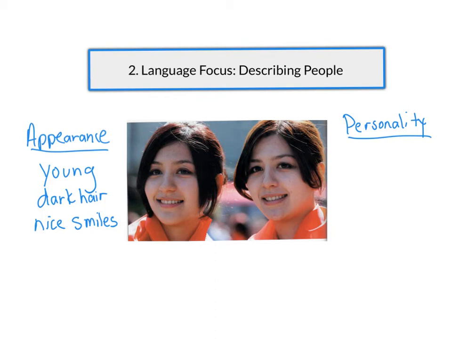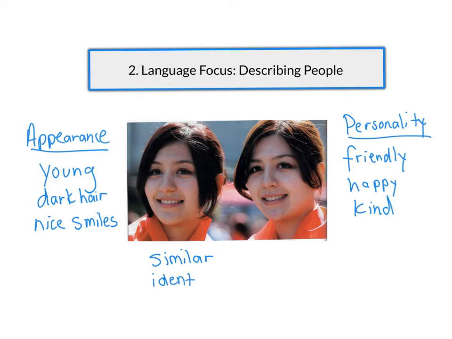They look friendly. They look happy. They look kind. And maybe you also notice that these two ladies look very similar. So when people look very much the same, you can describe them as similar. In fact, they're not just similar, they are identical.